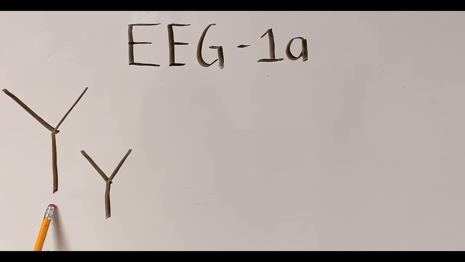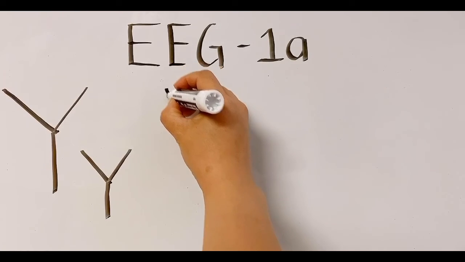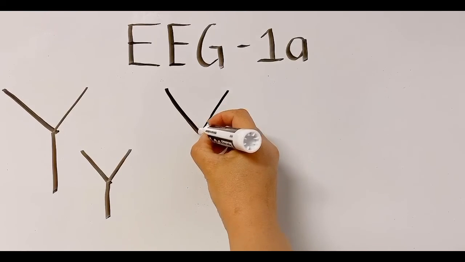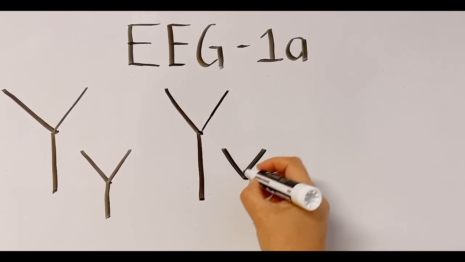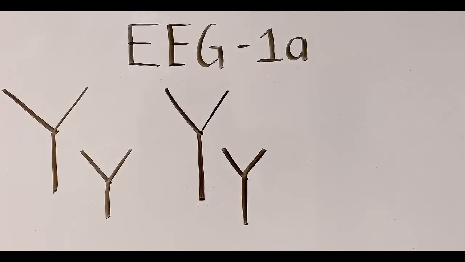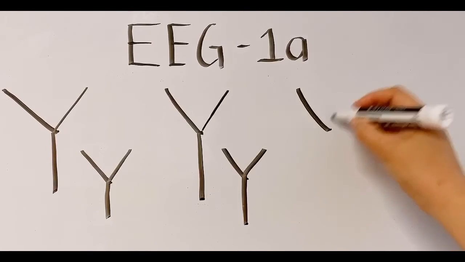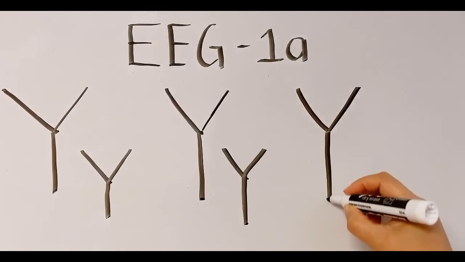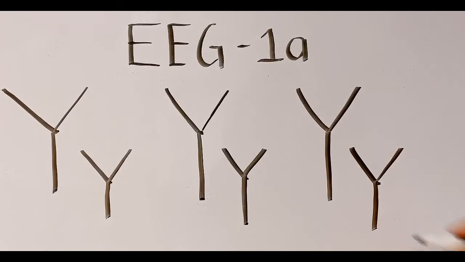Next to X is the letter Y. Capital Y, small y. Okay, let's write capital Y and the small letter y. Again, let's write the capital Y and the small letter y.